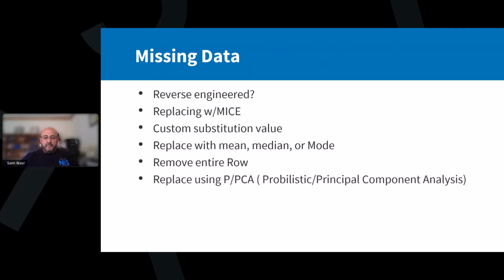Another option is principal component analysis or probabilistic component analysis, so PCA or PPCA. These algorithms are very math oriented, which we're not going to dive into tonight, but essentially they utilize a lot of linear algebra and statistics to calculate the missing value based on all the other dimensions or features provided to the model.